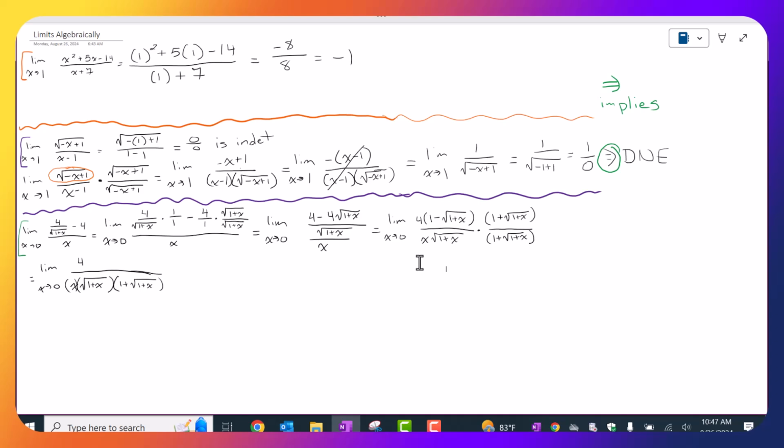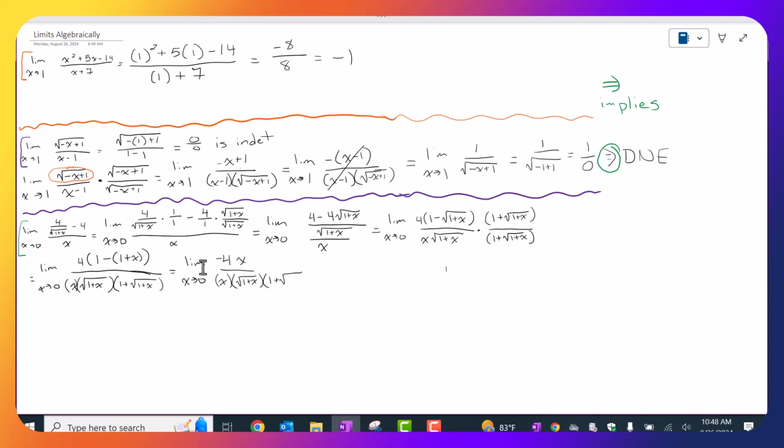Okay. And then on the numerator, we have a difference of squares. So a squared, 1 squared is just 1. So we have 4 times 1 minus, and then b squared, well, the square root of 1 plus x squared is just 1 plus x. Make sure to group that because this negative is going to have to distribute to the 1 and the x. And then we can simplify our numerator: 1 minus 1 minus x, so we get negative 4x.